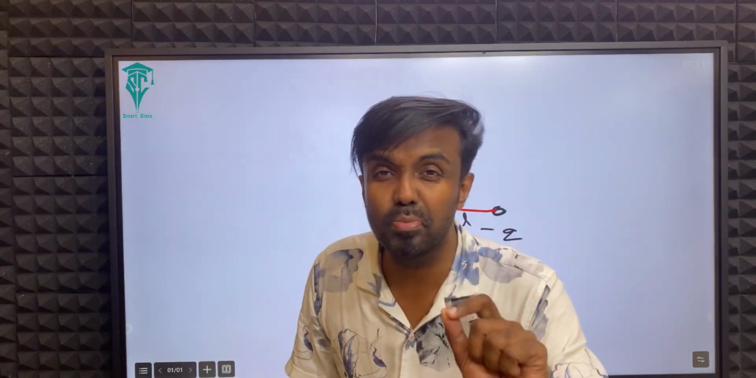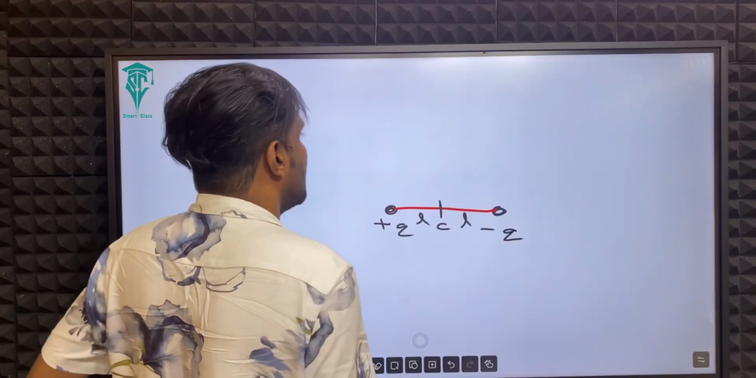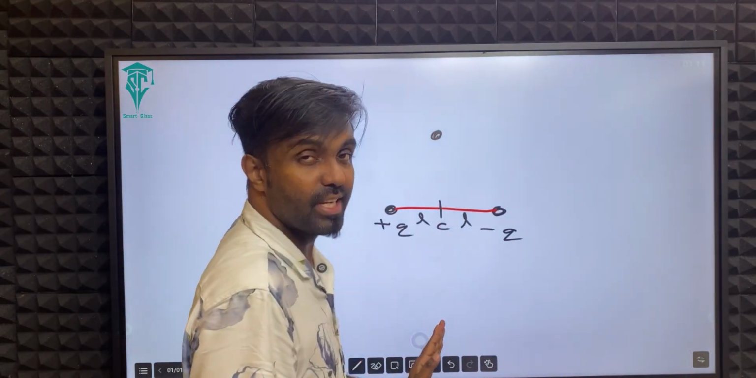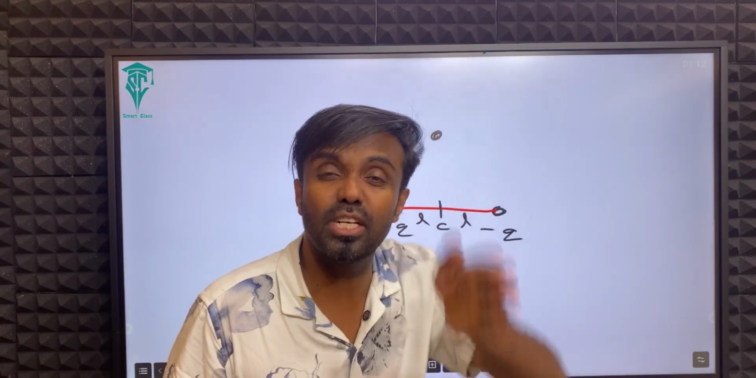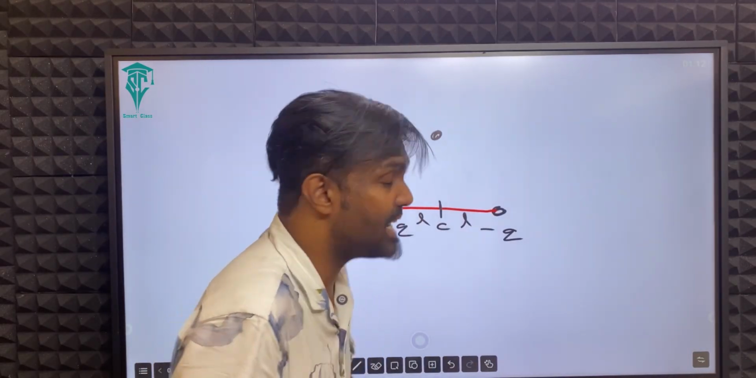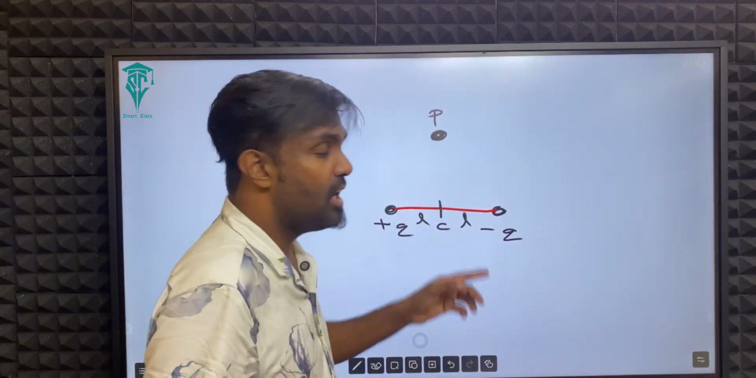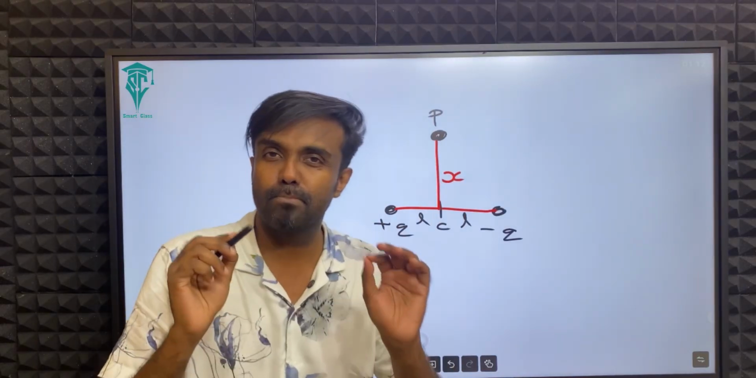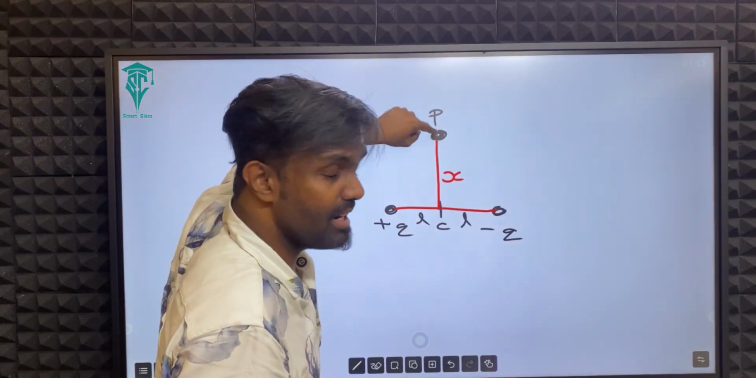Now we have to consider a point at the equatorial position. Look at here, I am considering a point. This is the equatorial position. Equatorial position means it lies on the perpendicular bisector towards the center. So let's consider the equatorial position as P, which is at a distance of X from the center.